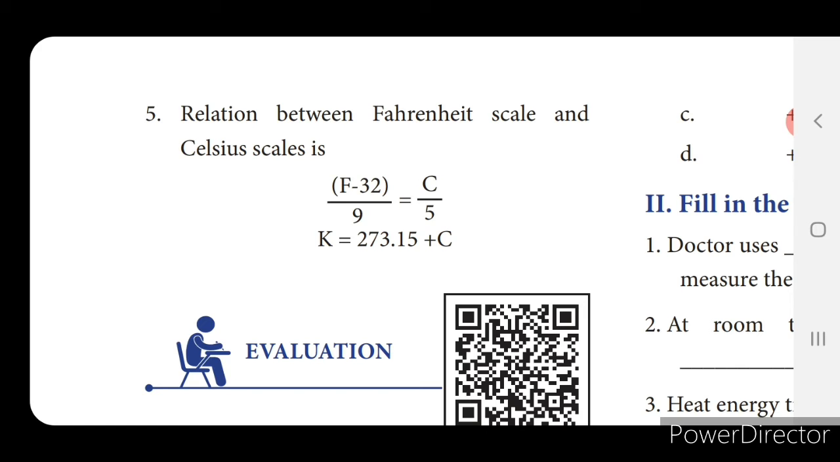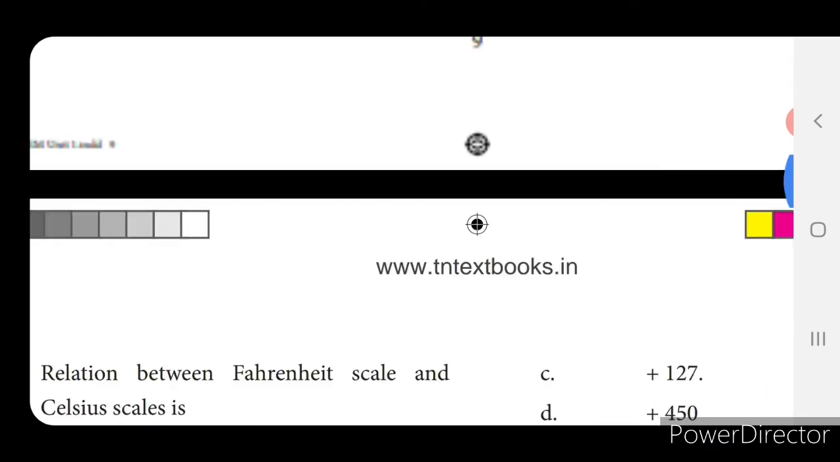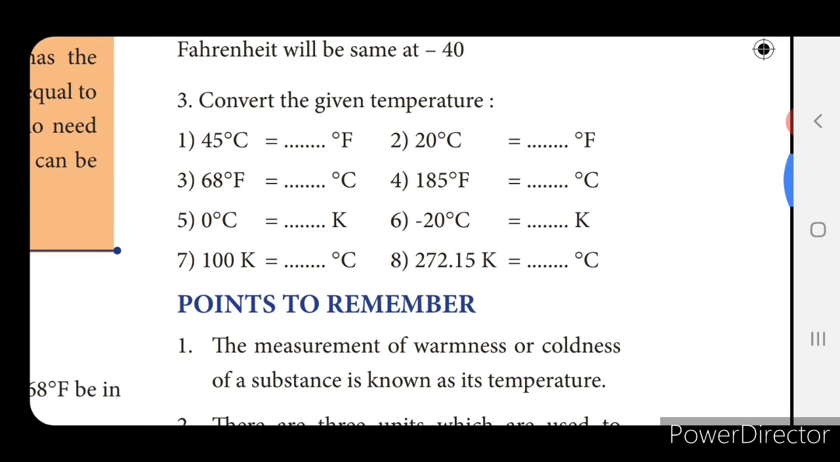Then the fifth one, the relation between the Fahrenheit scale and Celsius scale, and also the Kelvin scale: F minus 32 divided by 9 is equal to C by 5, and K is equal to 273.15 plus C. Okay, children, some 8 sums are given for conversion. For one, that is centigrade to Fahrenheit, I'll do one sum, and Fahrenheit to Celsius, I'll do one sum, and Celsius to Kelvin also, I'll do one sum. I'll explain by taking video. You observe that. The remaining sums, you have to do as homework. Okay, children, thank you.